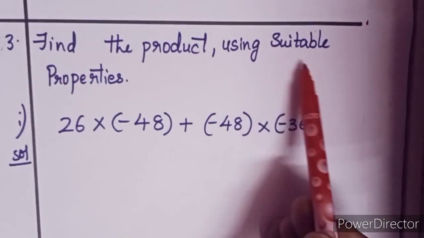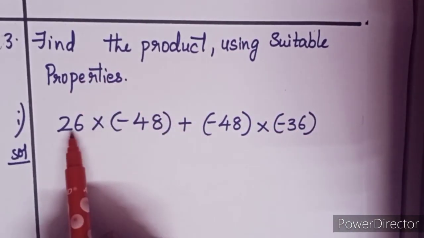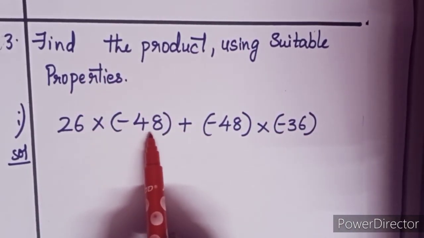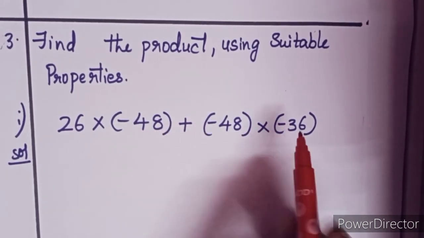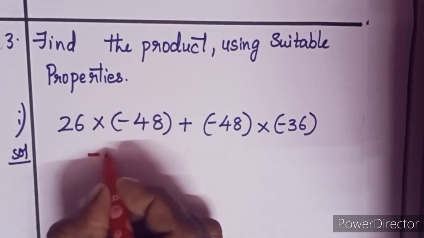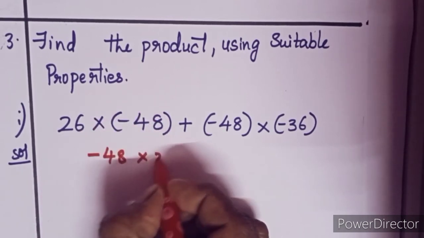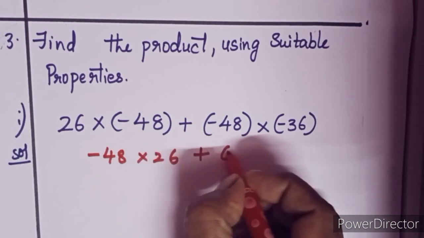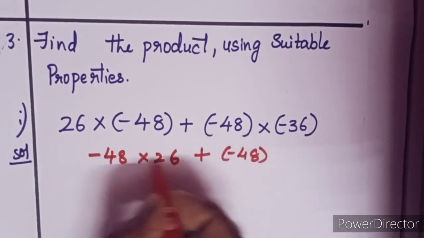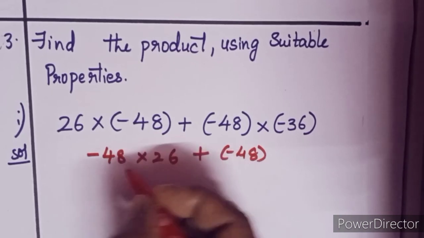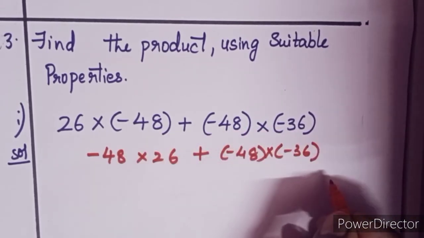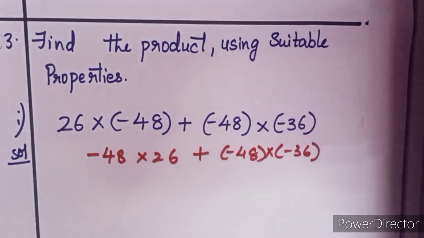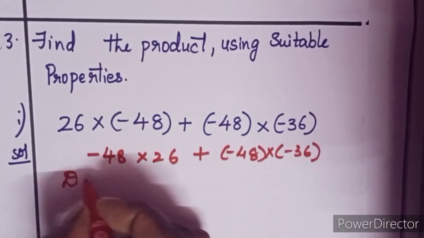Children, see here, find the product using suitable properties. 26 into minus 48 plus minus 48 into minus 36. So we can write minus 48 into 26 plus minus 48 into minus 36. I just interchanged the numbers, a into b or b into a, anything. Now, what is the suitable property for this one, children? Yes, distributive property.